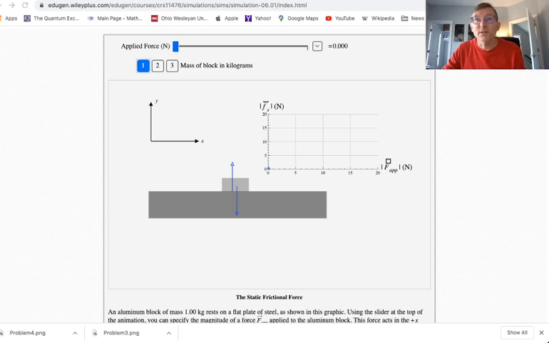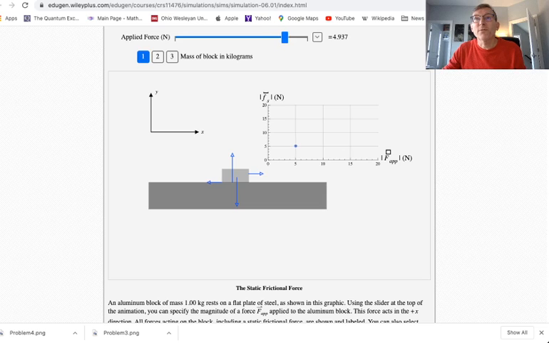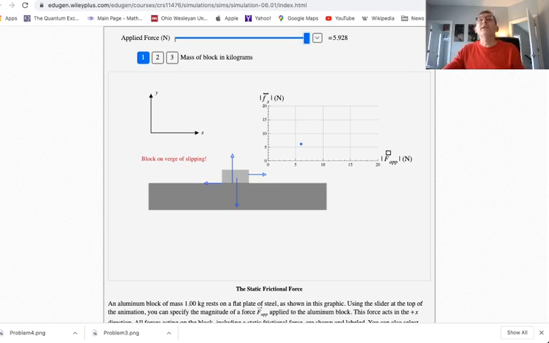There's an applied force in newtons. And it will be, here we go, to the right. It's the arrow pointing to the right. But the block's not slipping, so that arrow that you see to the left must be F static. And if I keep applying a bigger force, of course, the applied force and the static frictional force get bigger. And it turns out the animation tells me when I've got the block on the verge of slipping. In this case, I need an applied force of 5.928 newtons. Okay. Then we are on the verge of slipping. That means that the F static that we see here is Fs max.